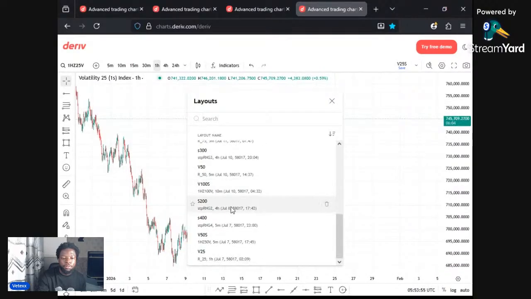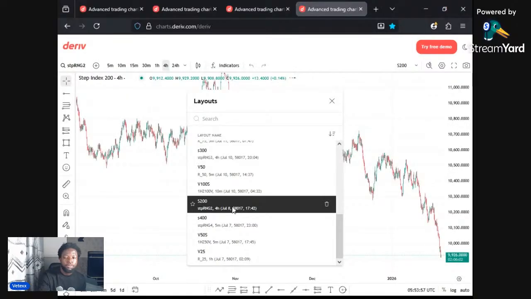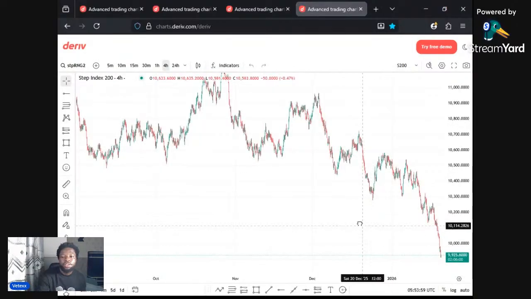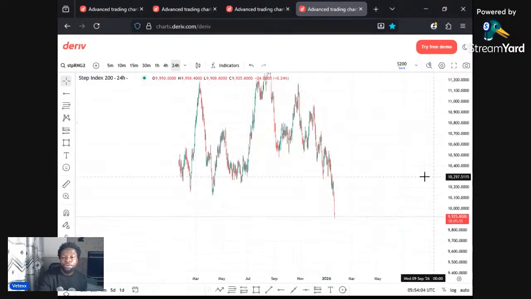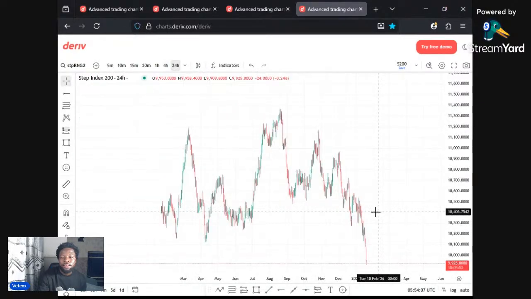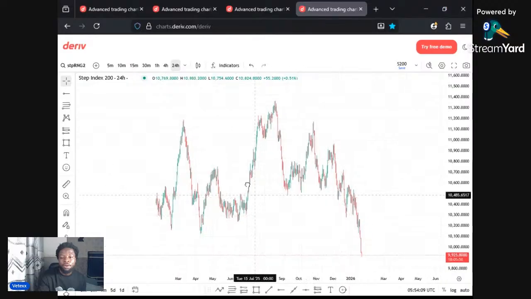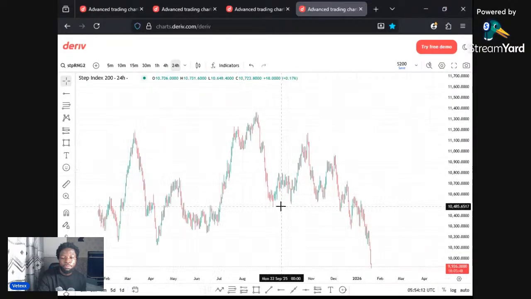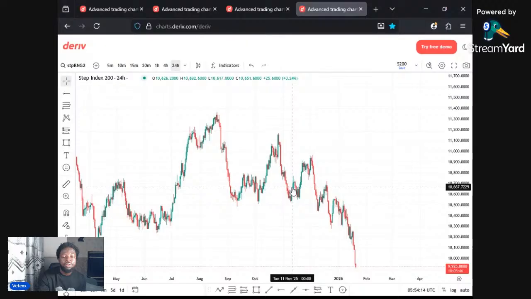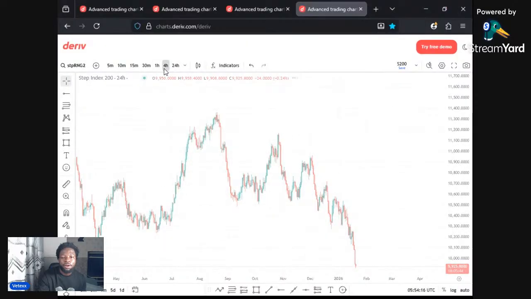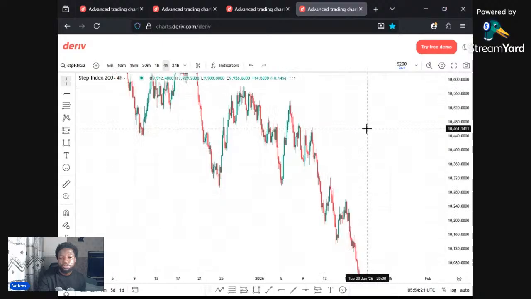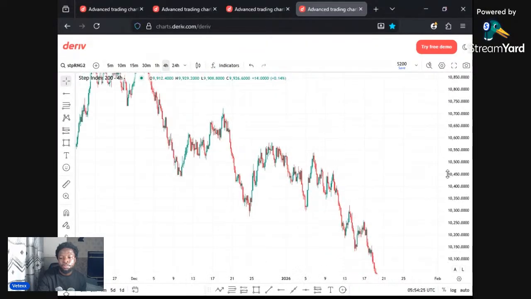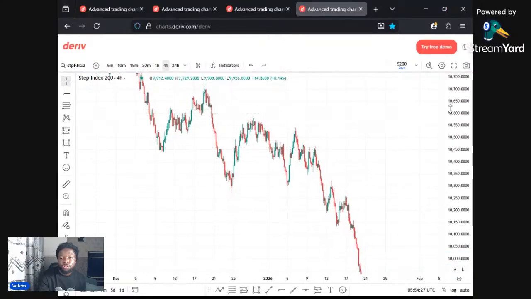So the next pair we are going to be checking out is Step 200 index. Okay, on the weekly time frame it is on the bearish move, which it just smashed its target on the weekly time frame. And then on the 4-hour time frame, let's check if there's any continuation that we are going to be anticipating. So this was the one we were anticipating yesterday, but price is not doing justice to that.